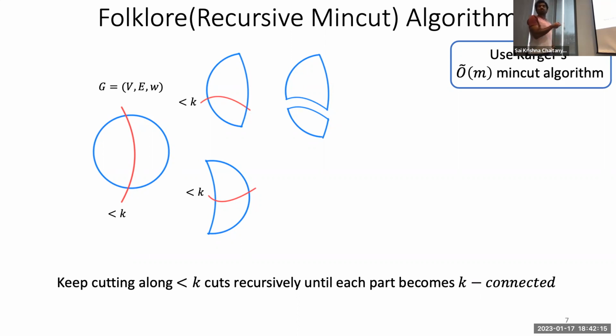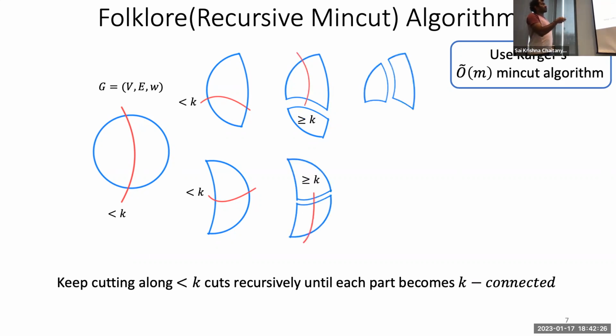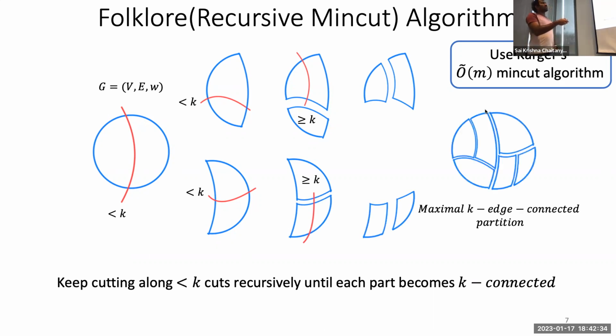But here we are using a mincut algorithm. So we keep cutting, and at some point we start finding pieces that are k-edge connected, so we don't recurse on them anymore, and we keep doing this. Once we find that all these chunks of the graph are k-edge connected, then we got our partition, and that is the maximal k-edge connected partition.